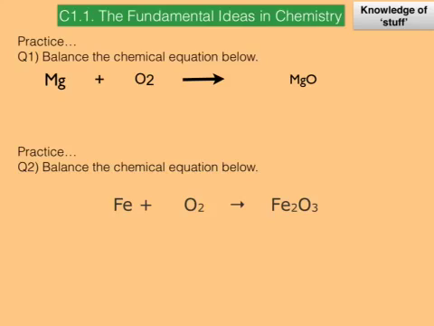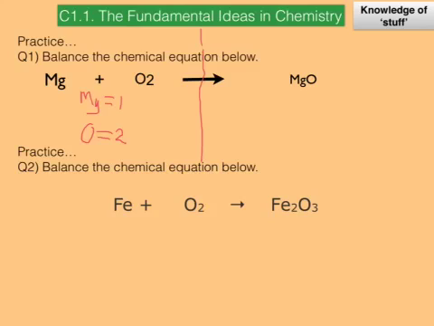In the first question, if we're to split up our reactants and our products, we've got magnesium reacting with oxygen to make magnesium oxide, or MgO. What we're going to do first is count up the atoms on the left-hand side of the equation. So the number of Mg, or magnesium atoms, is 1, and the number of oxygen atoms equals 2. So there's 2 oxygen atoms in that molecule of oxygen.